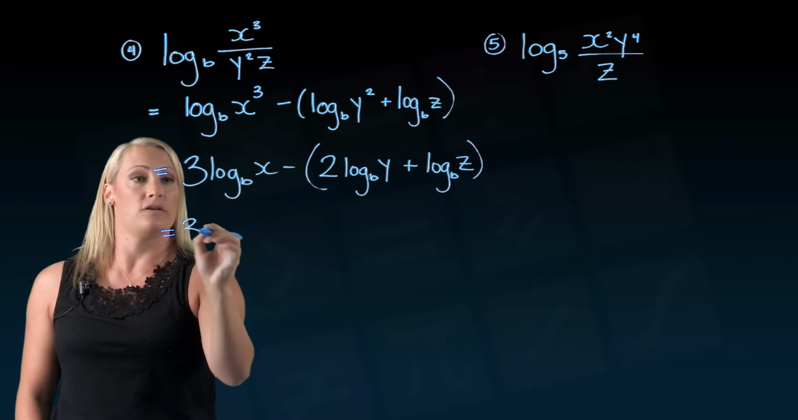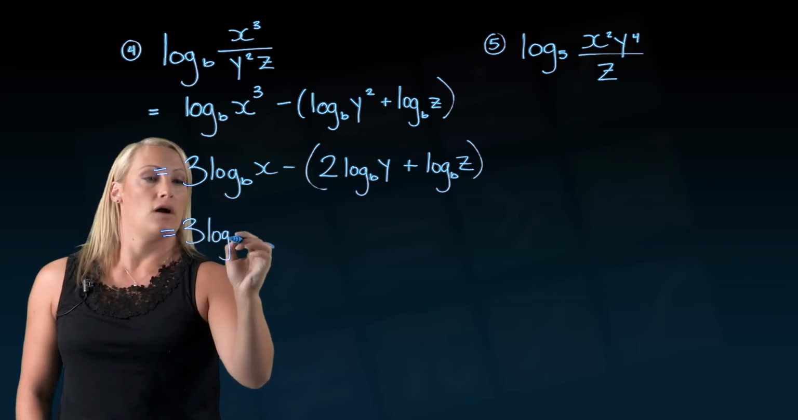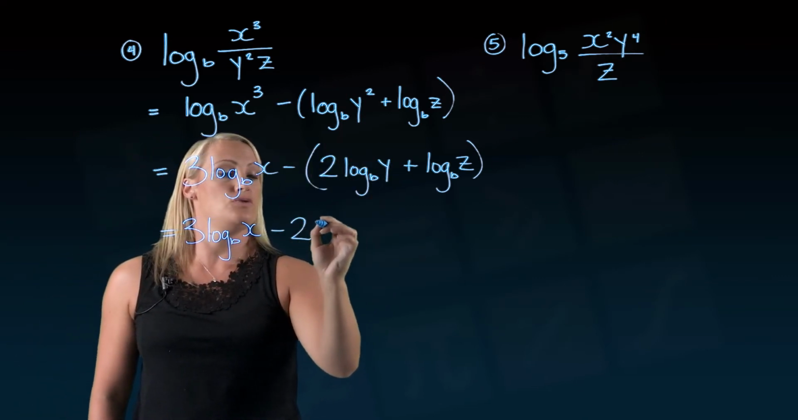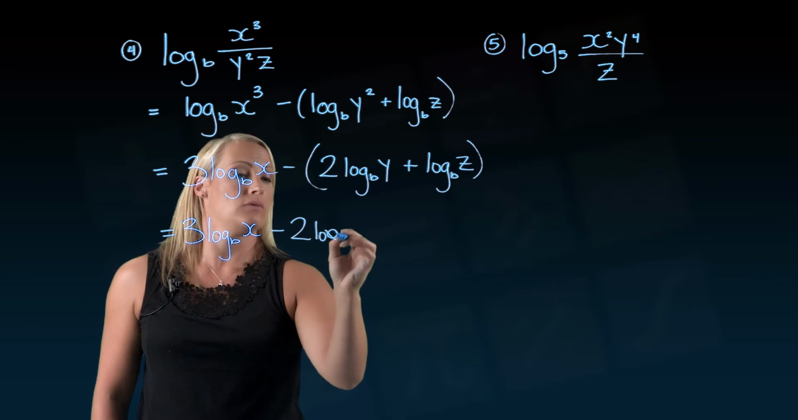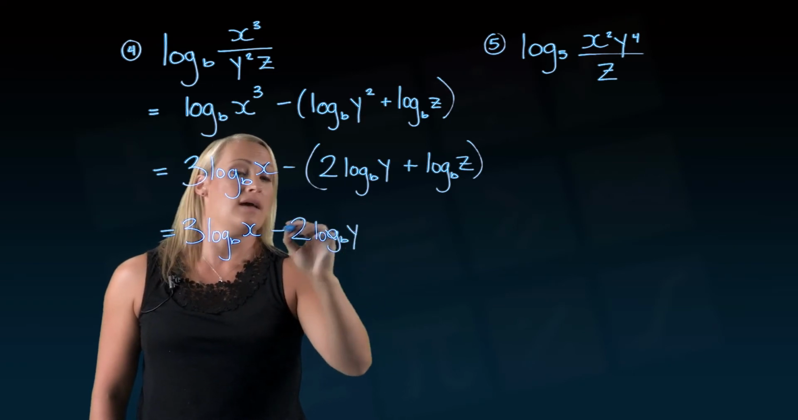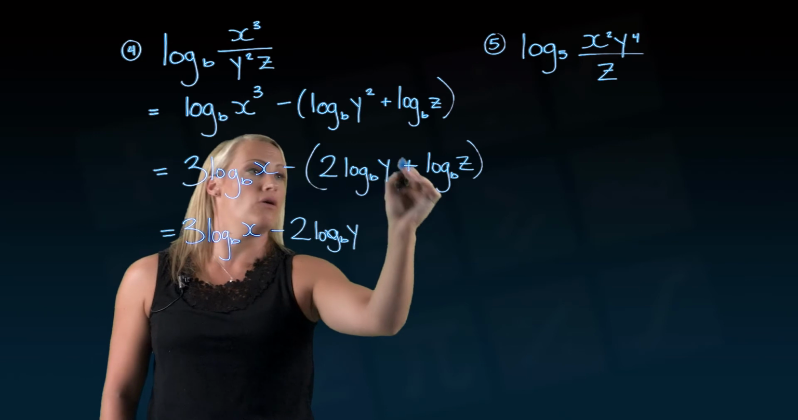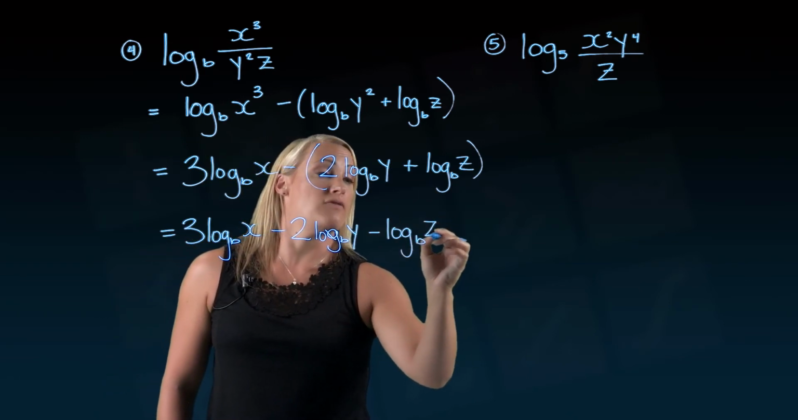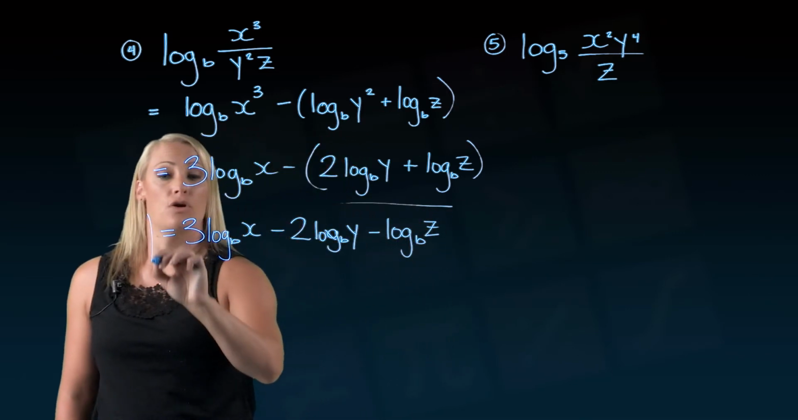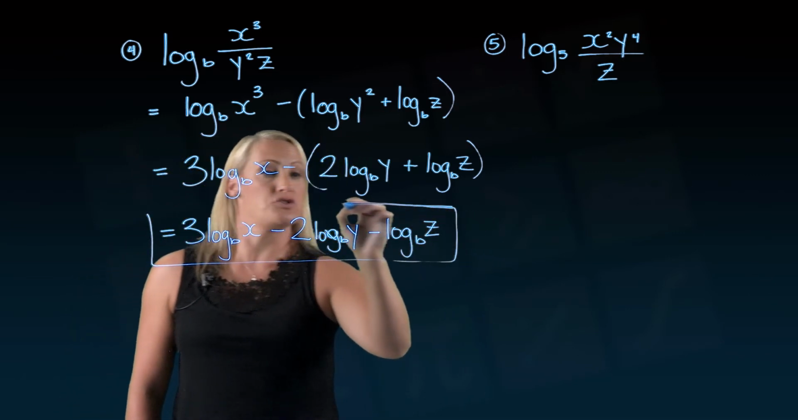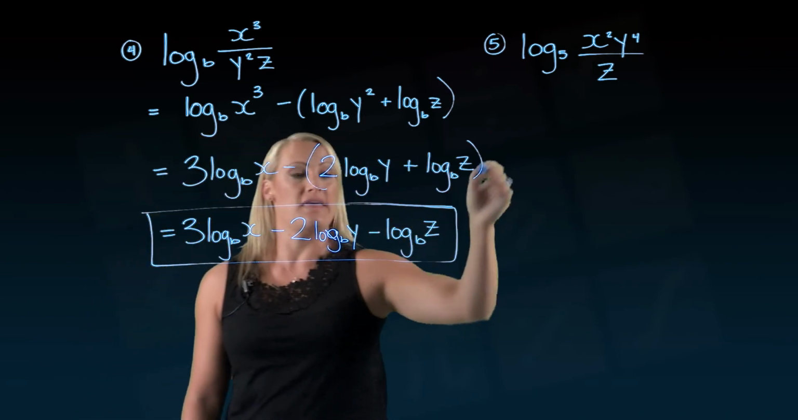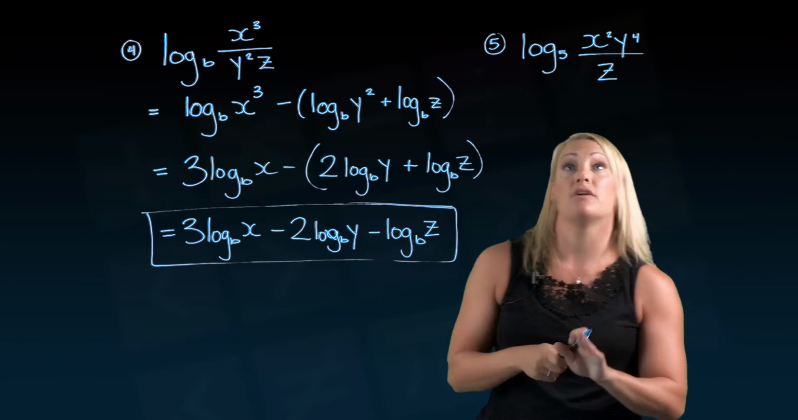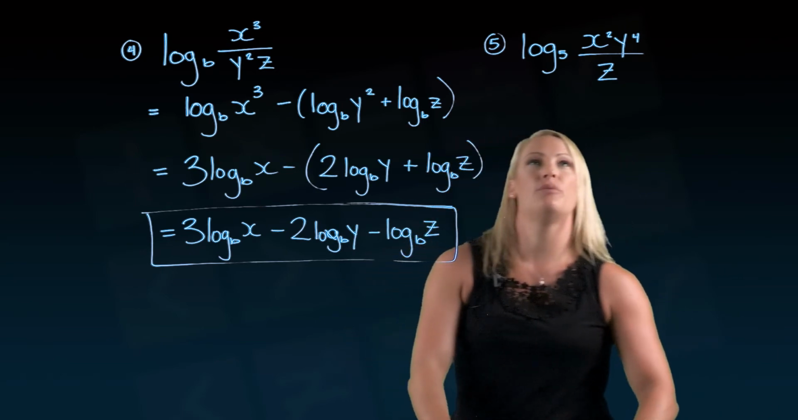So I could leave this 3 log base b of x alone, but this negative would make the 2 log base b of y negative, and it would also make this one negative. If you want a final answer with no brackets, you want to make sure that you've multiplied that through the brackets. Because again, both of these were on the bottom, so they should both be negative. I'm going to grab a different color so you can see a little bit better, and we'll do this one.